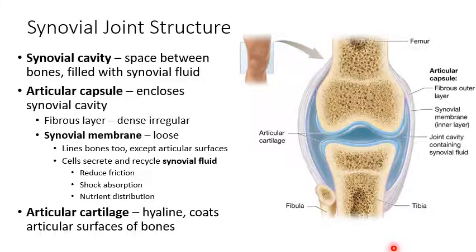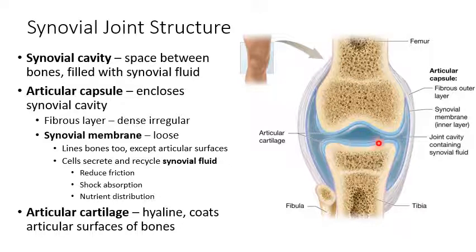The synovial membrane doesn't just line the interior of the articular capsule, it actually also lines the surface of the bones where they're sticking into the capsule, or where they're enclosed by the capsule. The only exception would be the surfaces of the bones that are participating directly in the joint, which are called the articular surfaces. Those are coated with articular cartilage instead of with the synovial membrane.